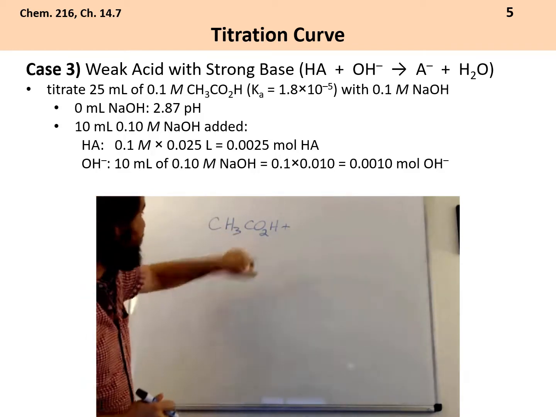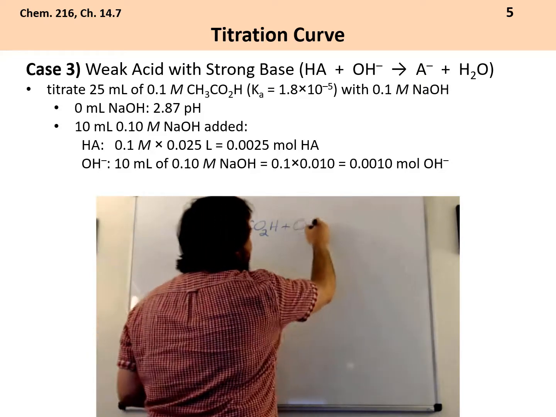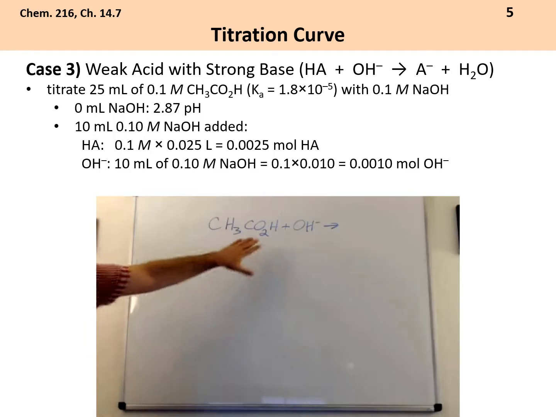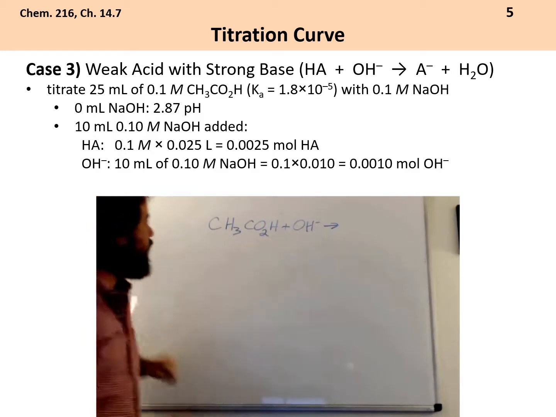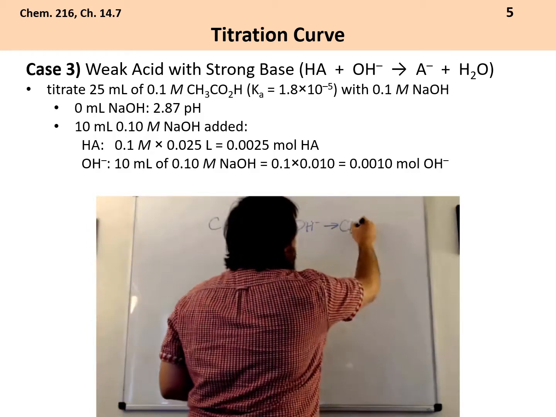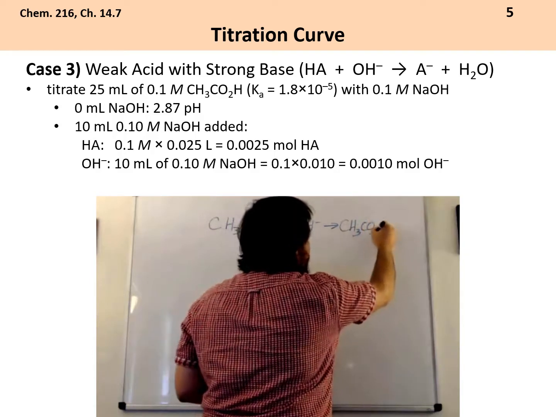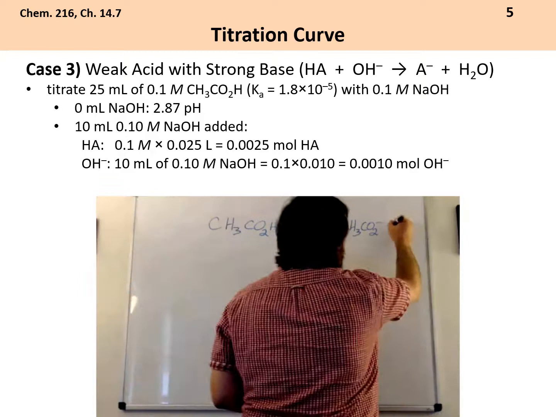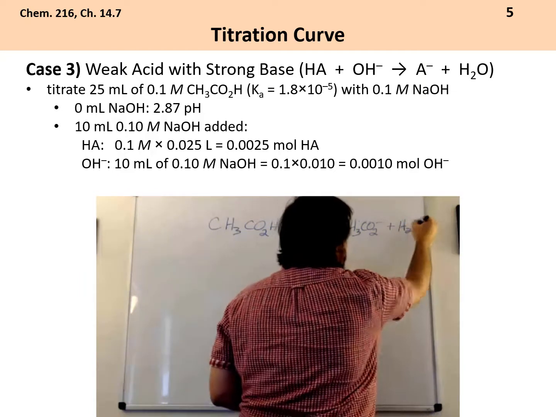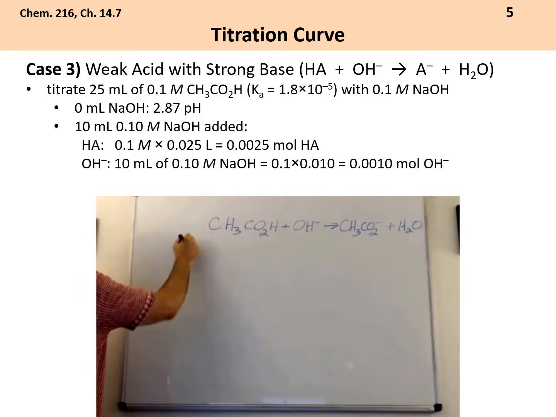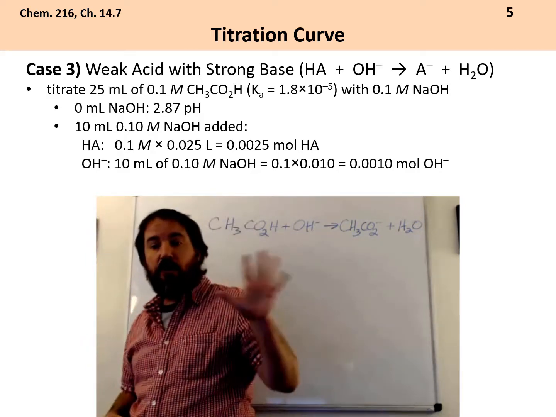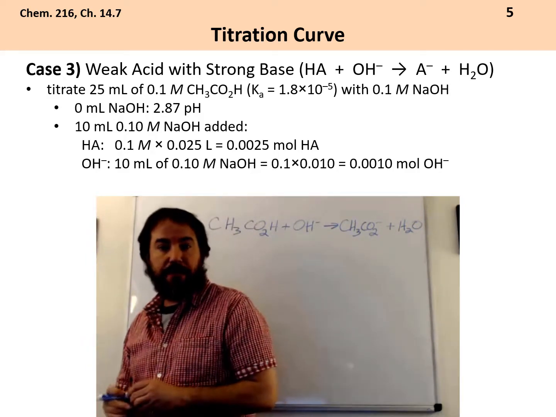So I have my CH3CO2H, and I'm going to add in OH minus. This OH minus is going to steal an H plus from here. That's going to leave behind my CH3CO2 minus, my weak base, and then it's going to get me H2O. So what do I have initially? This is kind of like when we were dealing with buffers. We're going to look at how many moles of each I have.